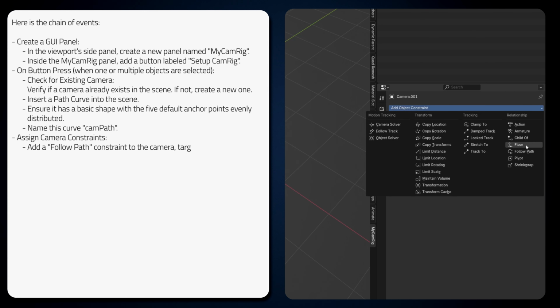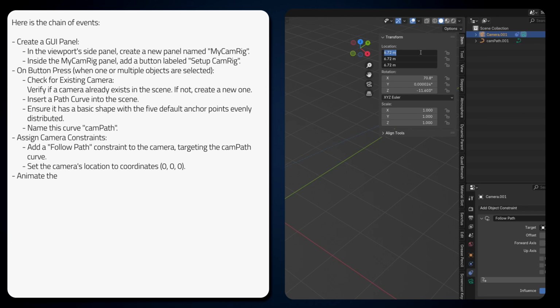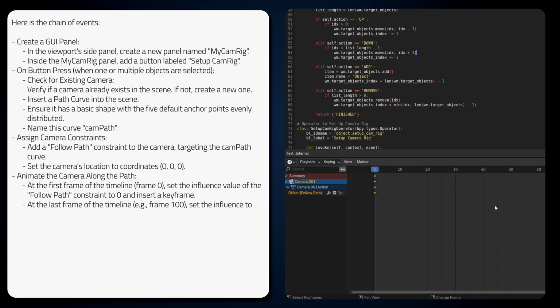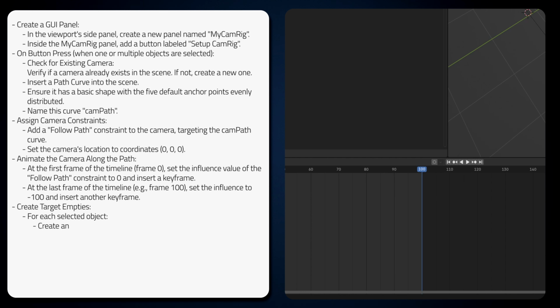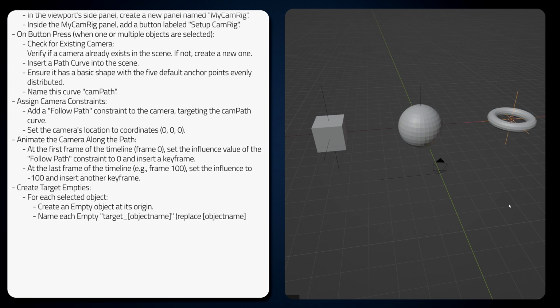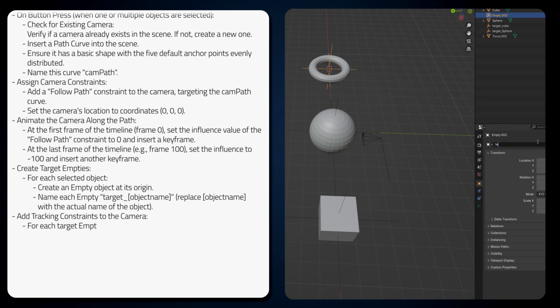Add a follow path constraint to the camera, targeting the cam path curve. Set the camera's location to coordinates 0, 0, 0. At the first frame of the timeline, frame 0, set the offset value of the follow path constraint to 0 and insert a keyframe. At the last frame of the timeline, e.g. frame 100, set the influence to -100 and insert another keyframe. For each selected object, create an empty object at its origin. Name each empty target object name. Replace object name with the actual name of the object.